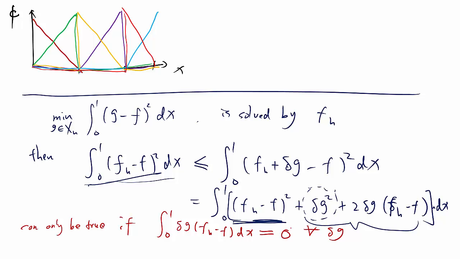This is another interpretation of the concept of projection. And by the way, this delta g has to be also in the space Xh, because fh is in Xh, and this inequality has to be satisfied for any fh plus delta g also within Xh, right? This thing has to be in Xh. And fh is already in Xh, which means delta g has to be in Xh. So for any delta g within Xh, this equality is another interpretation of projection.